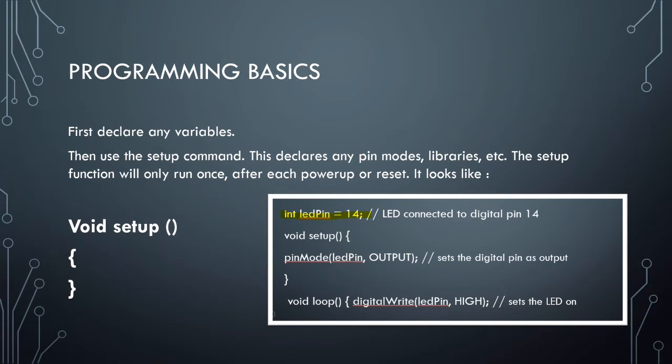Then the next thing we're going to do is use the setup command. This is important if we're declaring any pin modes, if we need to set any pins to input or output, or if we need to bring in any libraries. The void setup part of the code is something that will only run once. So your program will start, it'll recognize all of your variables that you've declared, it will run through the setup, and then it's done. It won't refer back to those again. So it's only going through those once, and then it will get into your program loop.